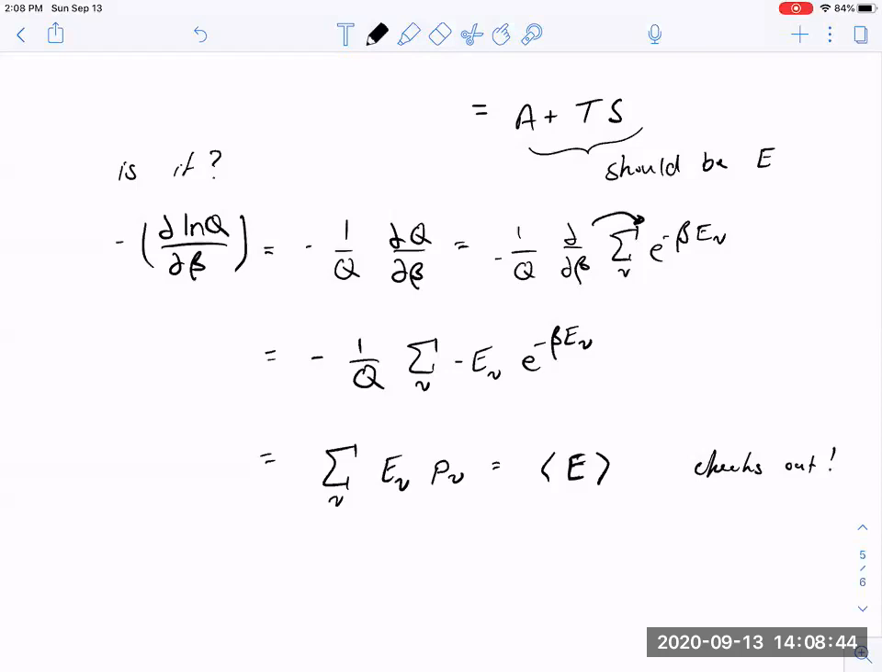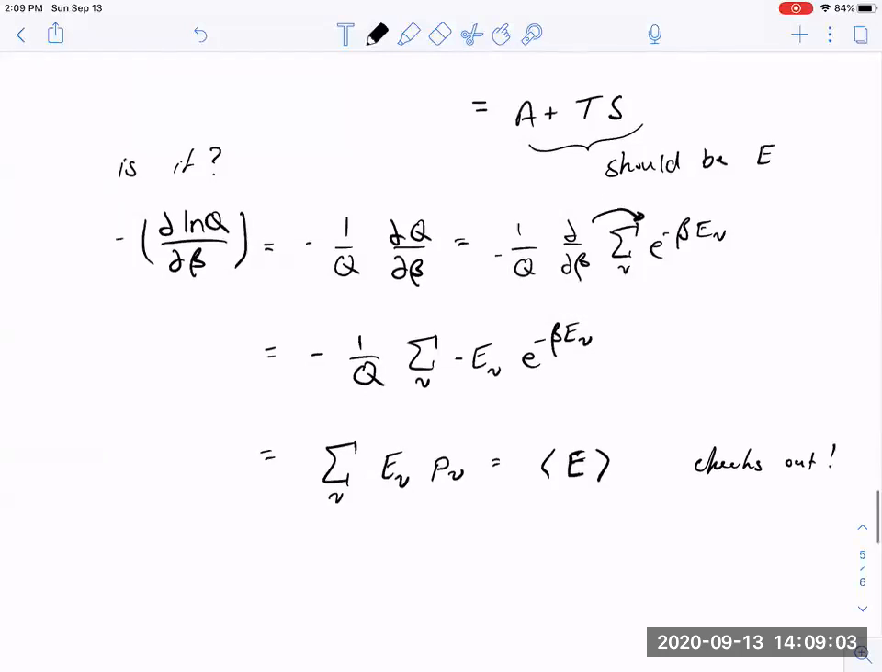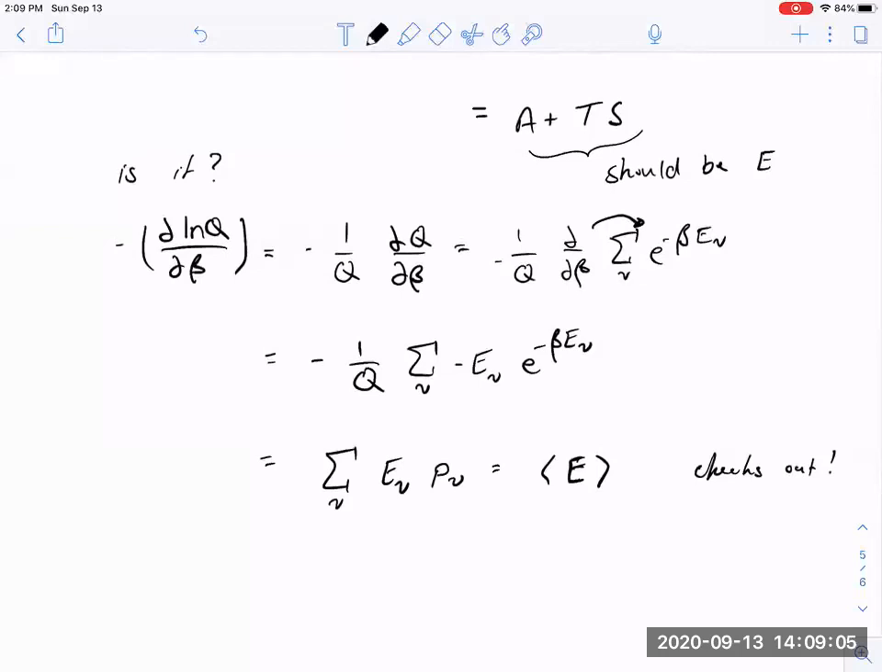So indeed, we have something thermodynamically consistent in the limit that we have a macroscopic system. The fluctuations of the energy become small. So the average value is what dominates. So we can replace the average with just the energy, which is indeed what thermodynamics and this definition of the Helmholtz free energy would have anticipated.